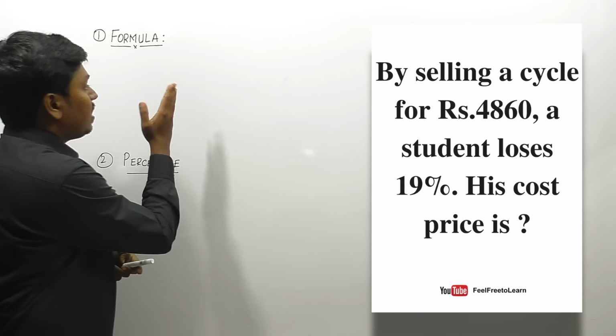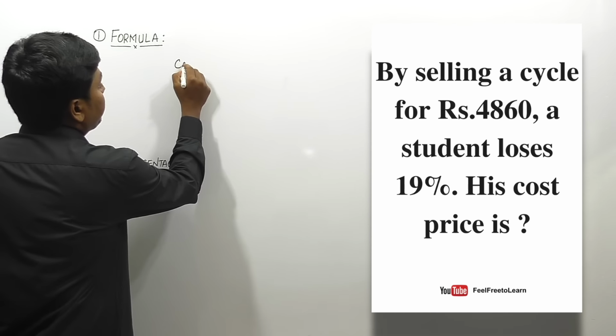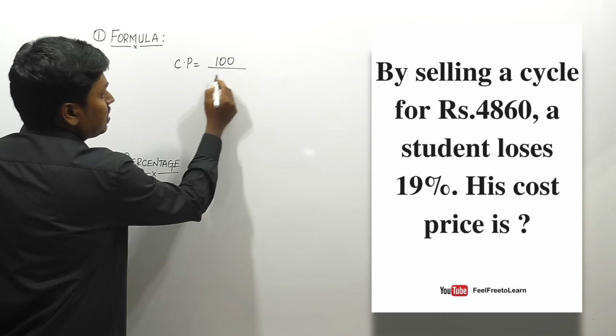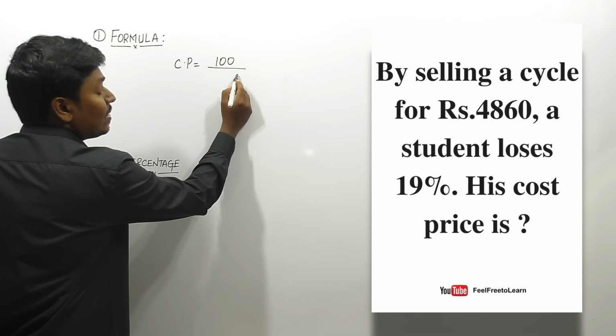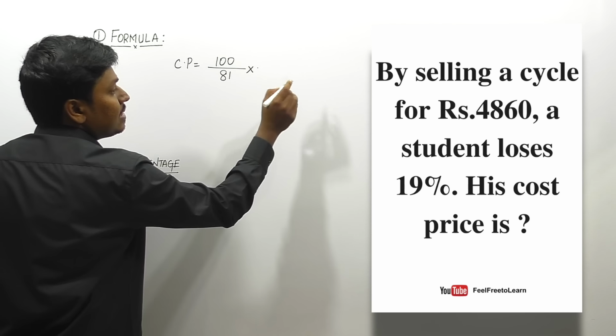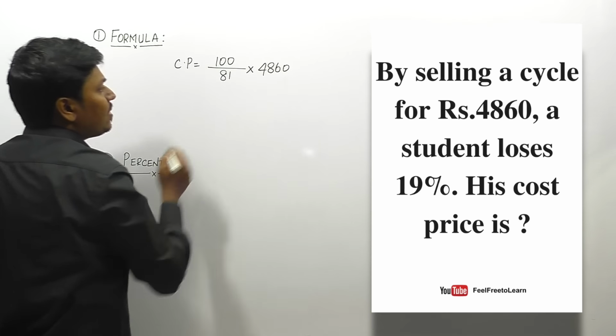So friends, first of all, let me solve this question by using a formula method. So cost price is equal to 100 divided by 100 minus loss, into selling price. So 100 minus loss percentage, that is 19, the resultant will be 81, into selling price. Selling price will be 4,860. So friends, now we need to cancel this.